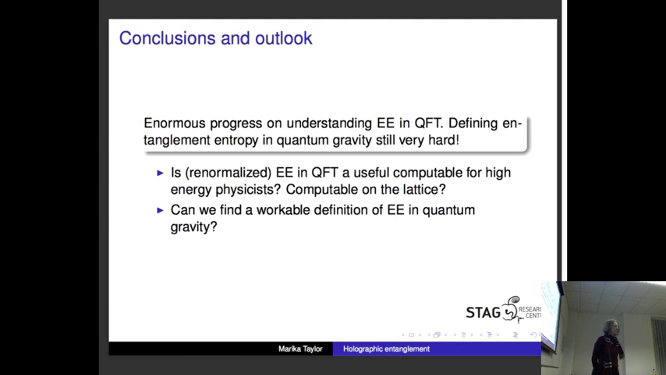So maybe some of them will be discussed later. So the first one is really a curiosity. I'm a lattice person, shame on me. Entanglement entropy has been already measured for various gauge theories. Why do you ask if it is computable on the lattice? Don't you like the way in which it has been measured?